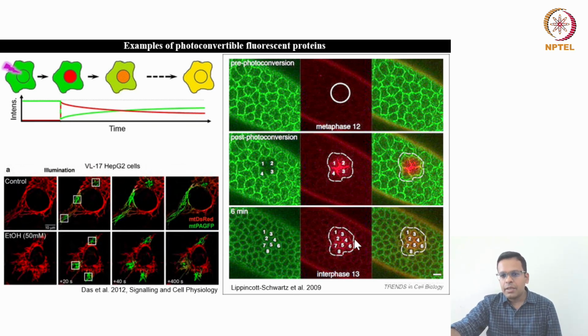And then after some time you can see that those molecules spread around and make this kind of grid-like structure. So basically it shows that these protein molecules are not stable, they are actually diffusing, they are actually exchanging with their surrounding molecules. So this way you can study protein dynamics using photoconvertible fluorescent proteins.